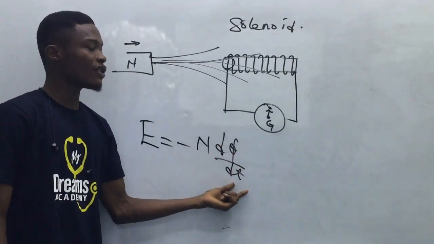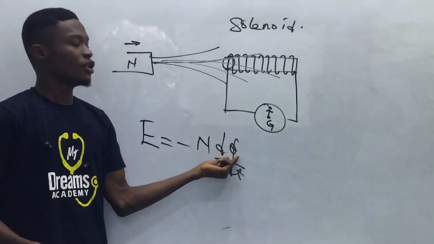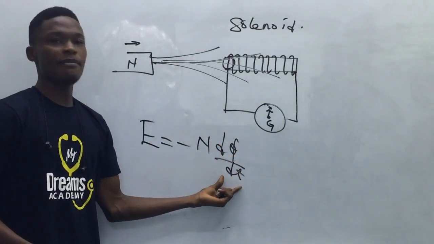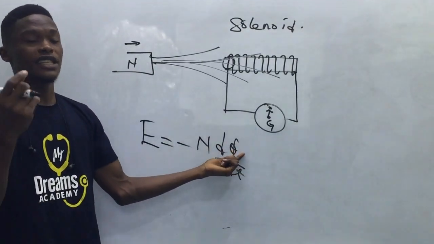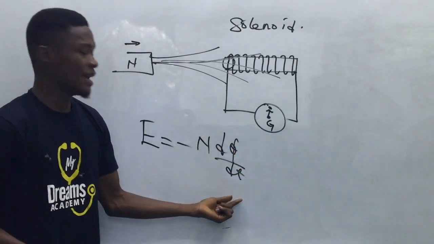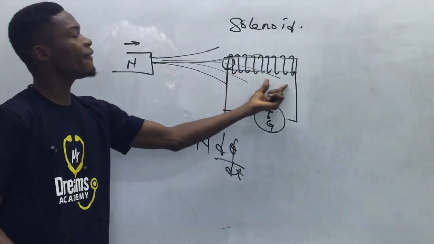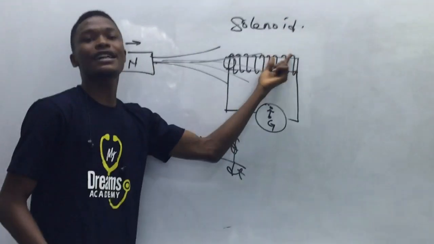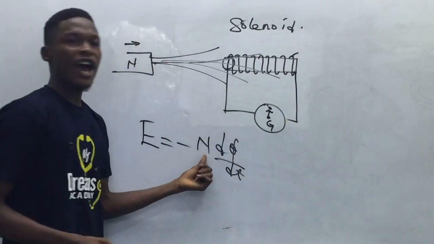Now, what does dΦ/dt represent? The Φ represents the flux. Okay, so dΦ/dt means the rate of change of what? Of magnetic flux. Of course, it changes with respect to what? To time. Now, N here represents the number of turns of the coil. As you can see for the solenoid, it has several turns of wire. So the number of turns of the coil is our N.